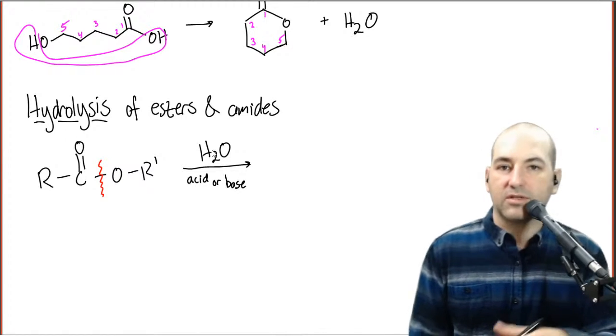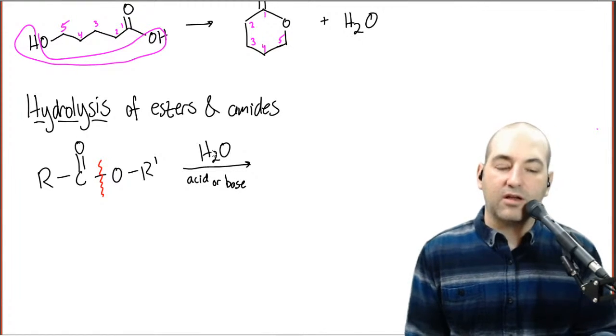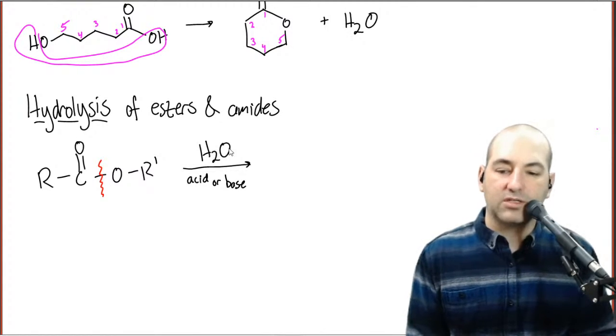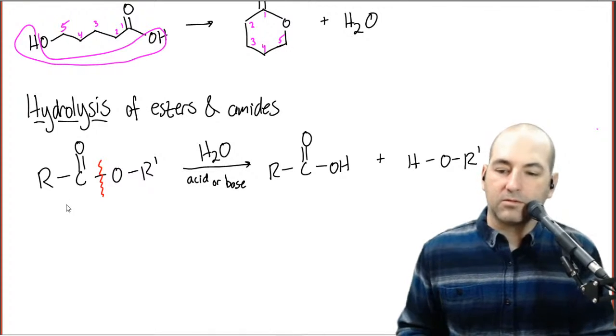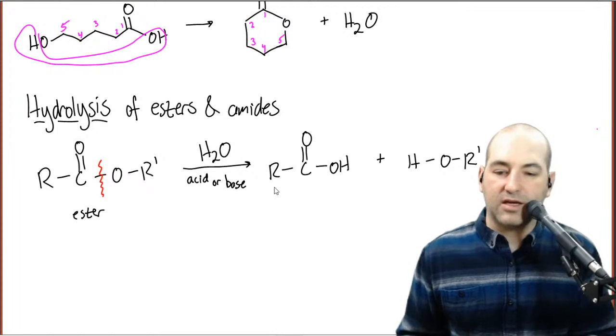So OH goes to one side, H to the other side, and you're essentially doing the opposite of what we just did. So the products are a carboxylic acid and an alcohol. So starting with an ester, you hydrolyze the ester, and you end up with the carboxylic acid and the alcohol.